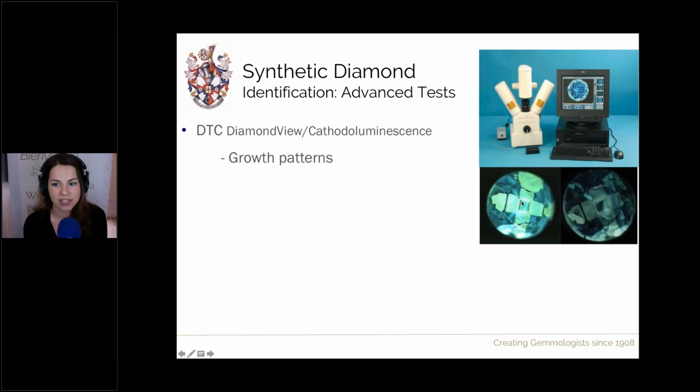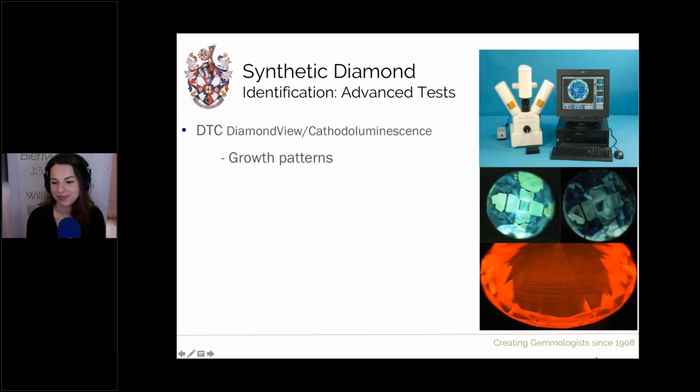HPHT diamonds will have this truncated appearance to them, and that's because their crystal growth is cubo-octahedral. This is showing you the cubo-octahedral growth pattern, so you can conclude that this one here is an HPHT synthetic diamond. And CVD diamonds, due to their layered growth, end up having this layered growth pattern. It looks like striations within the stone due to that layered growth during creation. So that's how you can tell it's a CVD diamond.